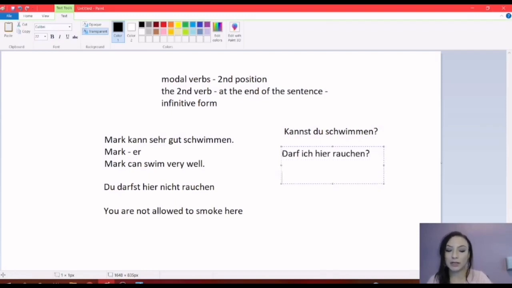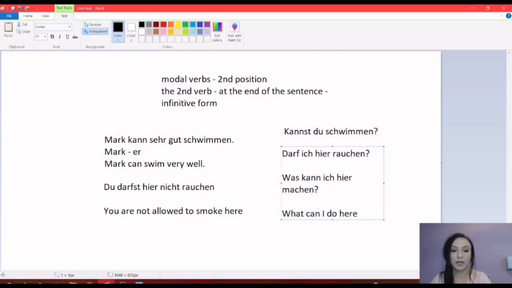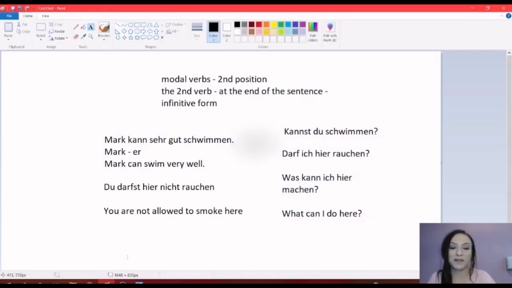Or when you have question words, for example, was kann ich hier machen? What can I do here? So just the question word goes first and then the inversion. At the end is the verb in the infinitive form. That's how you use modal verbs in the present.